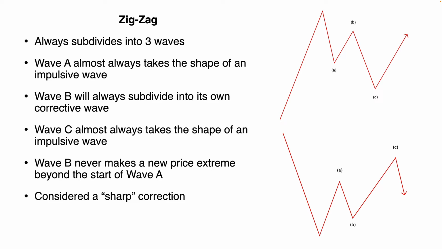Now here's a key point with zigzags. Wave B will never make a new price extreme beyond the start of wave A. Well, what does that mean? Let's take a look at this B wave of this zigzag right here. Notice that wave B ends below the start of wave A. So if it went above the start of wave A, that would be considered a new price extreme and would invalidate the labeling of this pattern as a zigzag. Zigzags are considered sharp corrections, so they correct through price, not through time.